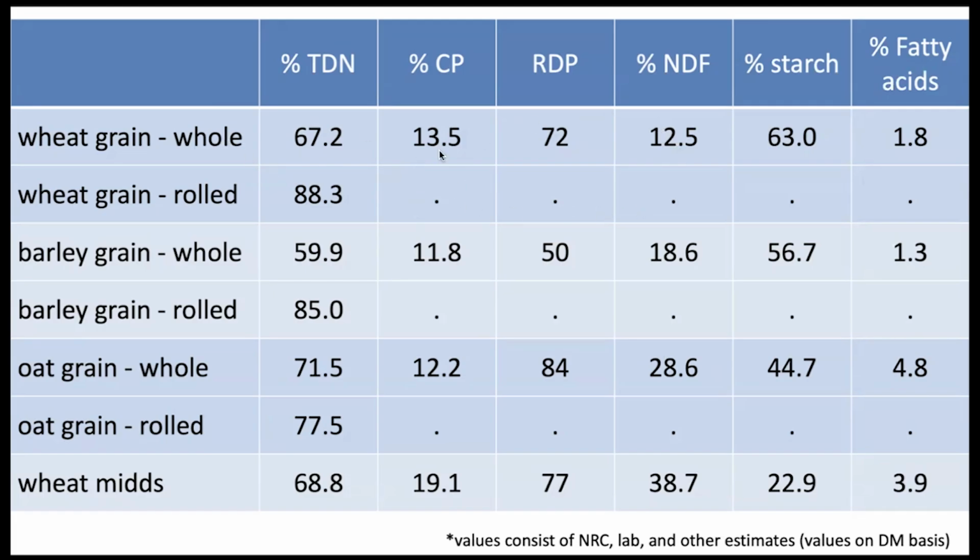So if you look at wheat grain, about 13.5% protein. So of the grains, it's typically going to be the highest in protein content, about 12.5% NDF. So that's a fair bit higher than what we see with corn. About 63% starch, which is lower than what we see with corn. If you look at whole wheat, about 67% TDN. If we roll that wheat, we can bump it up to about 88. So by processing that wheat, we make the starch and some of the other analytical components a little more digestible.